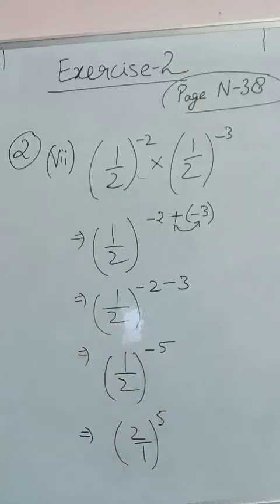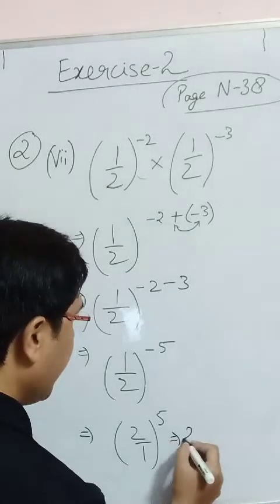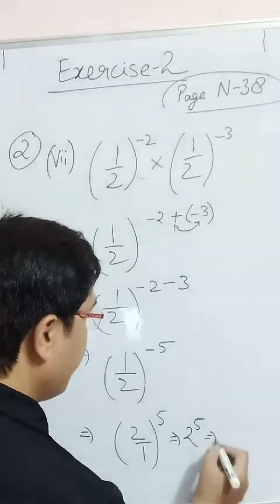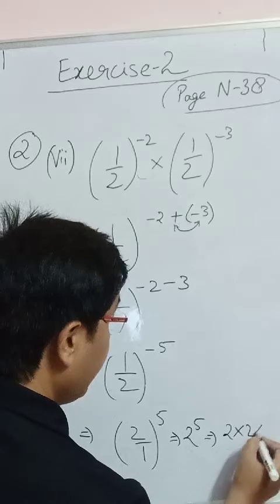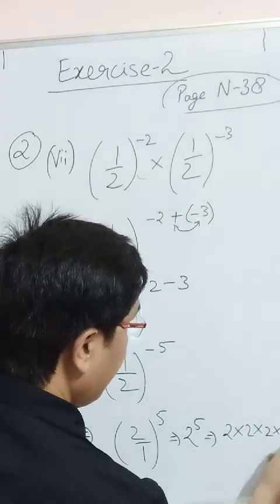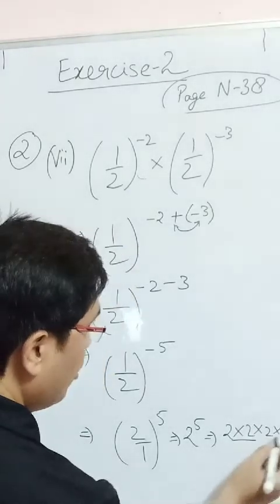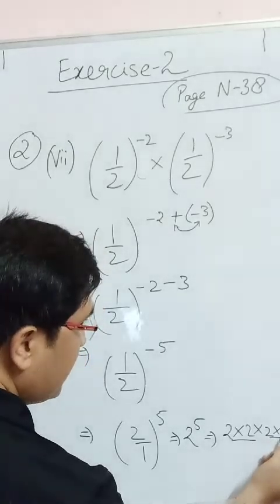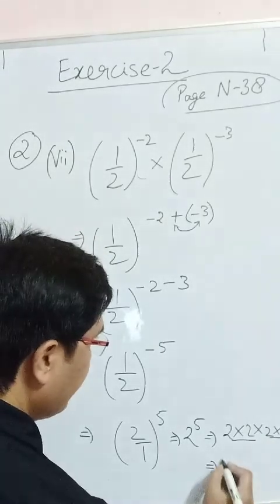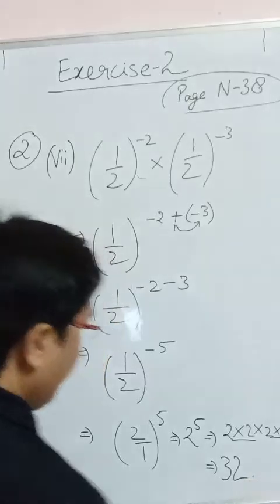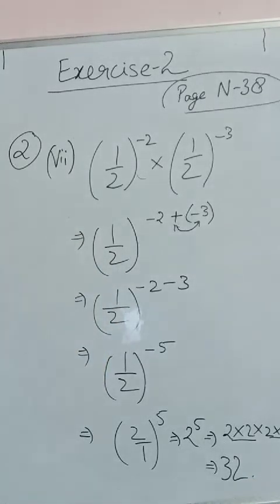Now 1 raised to the power anything is always 1. So my focus will be on 2 raised to the power 5, which happens to be 2 into 2 into 2 into 2 into 2. This is 4, this is 4. 4 4s are 16, 16 into 2 is 32. So 32 should be the final answer. So you can always cross check the answer given in the book. So the answer for question number 2, 7th part should be 32.